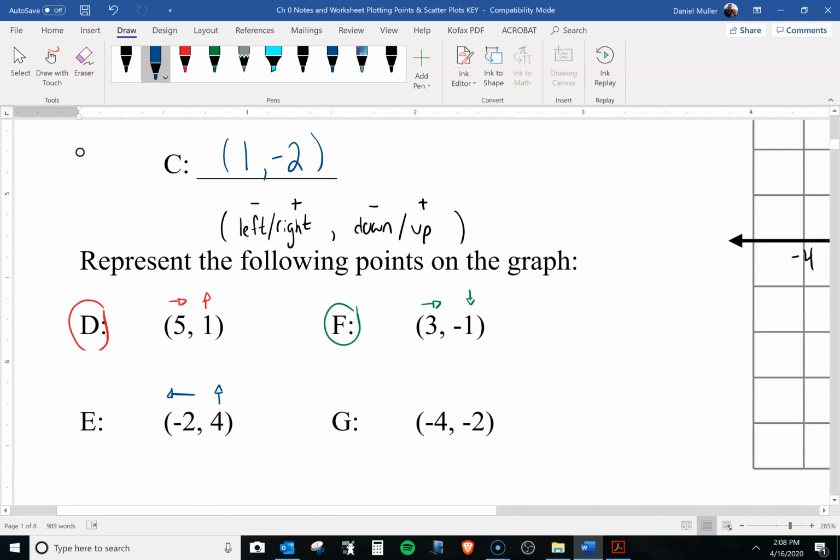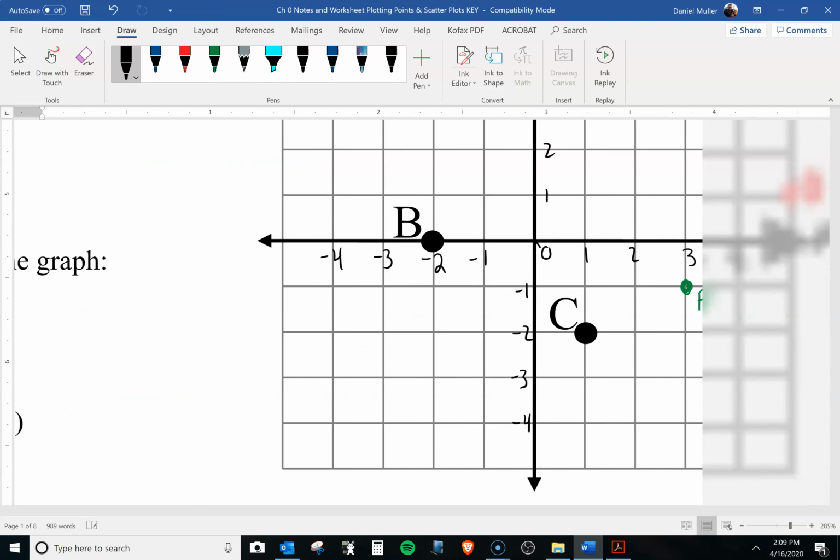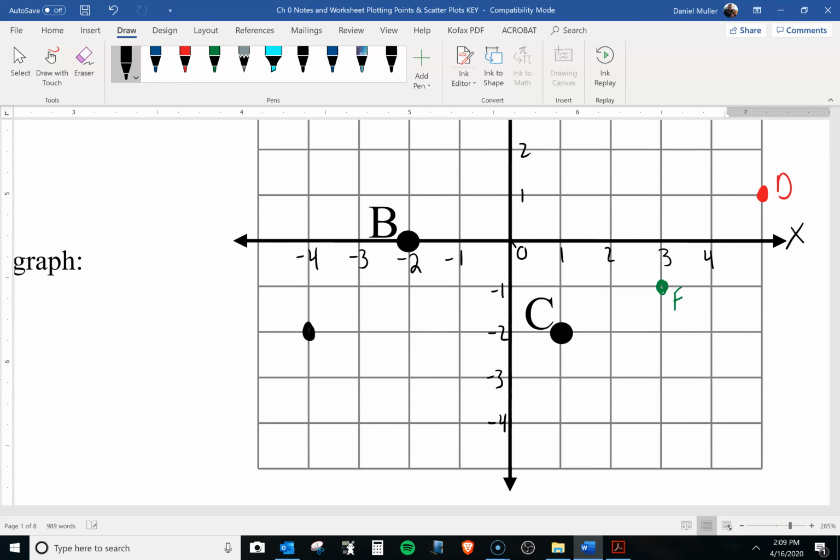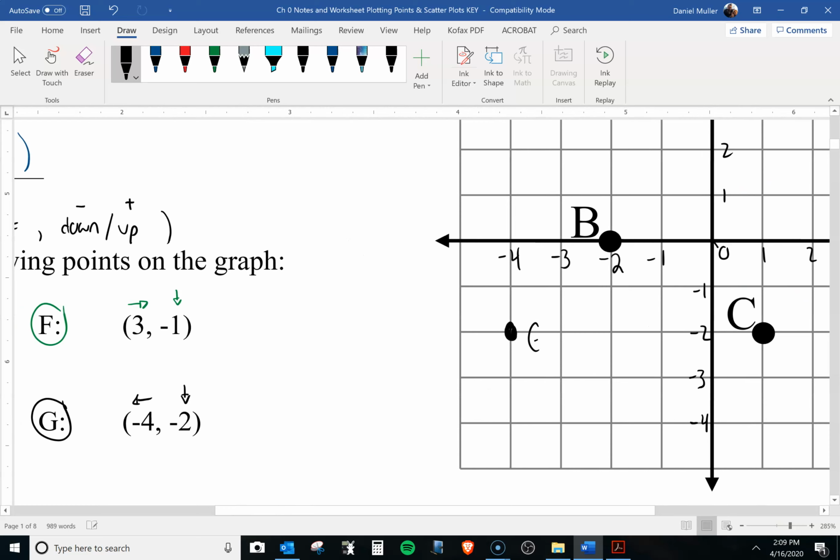Now the last one, G, is negative 4, so that's left. Negative 2, so that's down. So negative 4 and negative 2. 1, 2, 3, 4, 1, 2. So that is our last point, and we call that G.